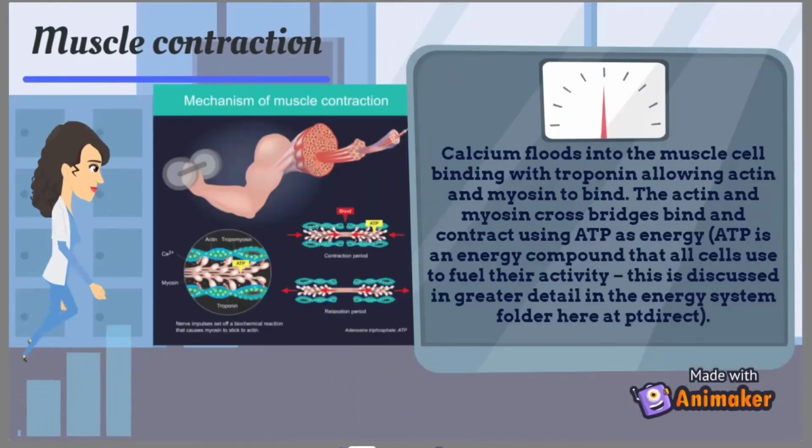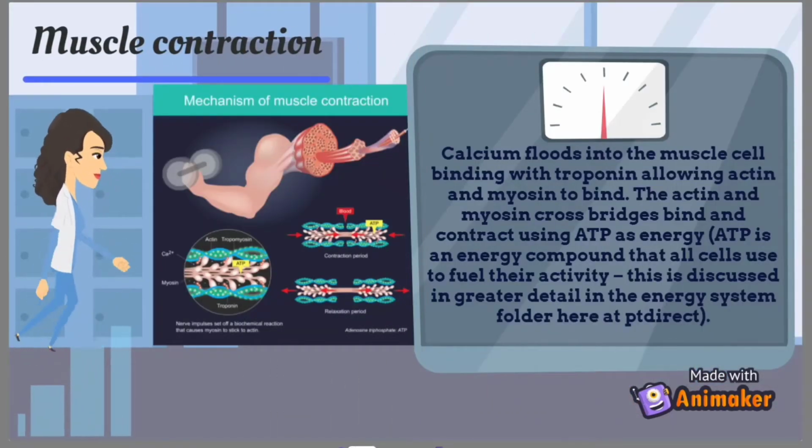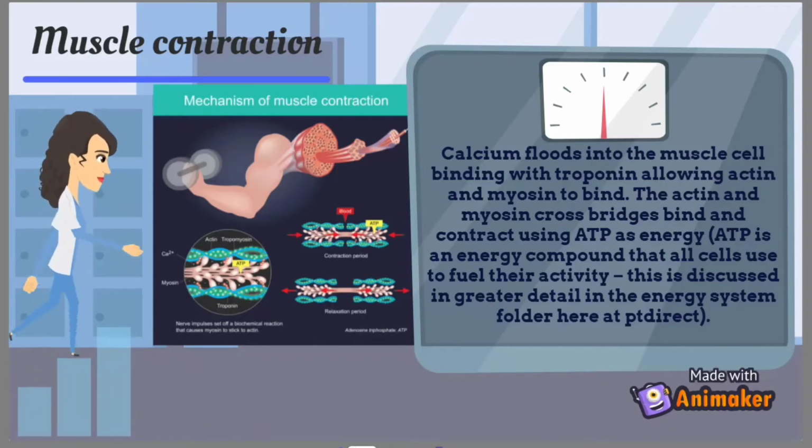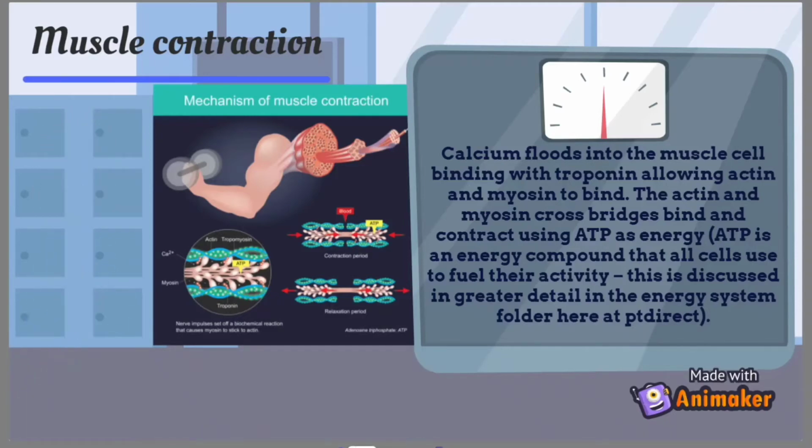The next one is muscle contraction. Calcium plugs into the muscle cell, binding with troponin, allowing actin and myosin to bind. The actin and myosin cross bridges bind and contract using ATP as energy. ATP is an energy compound that all cells use to fuel their activity.